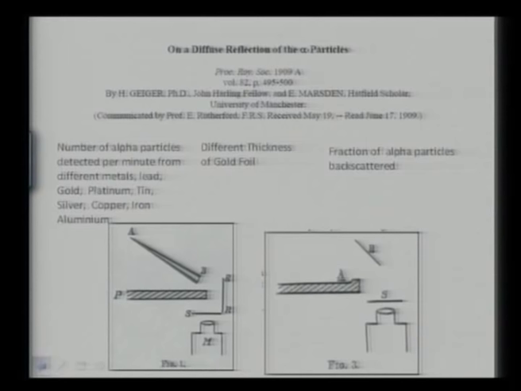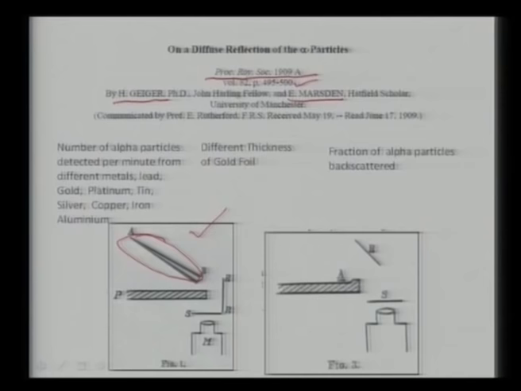Here it is, you can see this slide. The title was "On a Diffuse Reflection of the Alpha Particles", and it was published in Proceedings of the Royal Society, 1909, A, volume 82, pages 495 to 500, by H. Geiger and E. Marsden. And this is the first diagram.